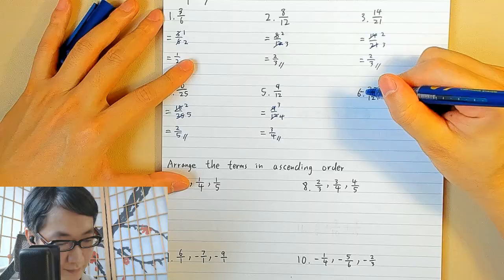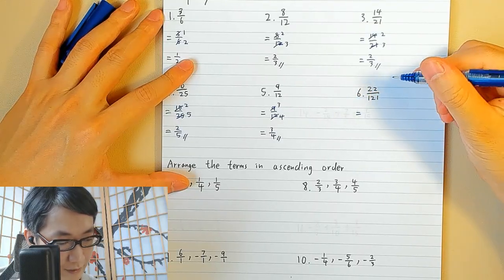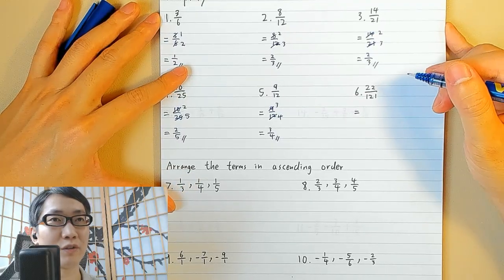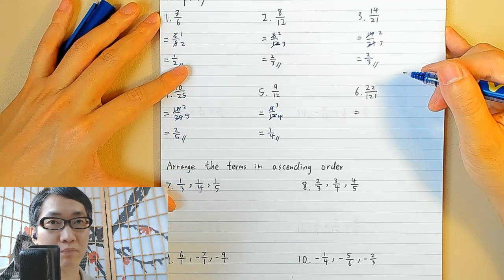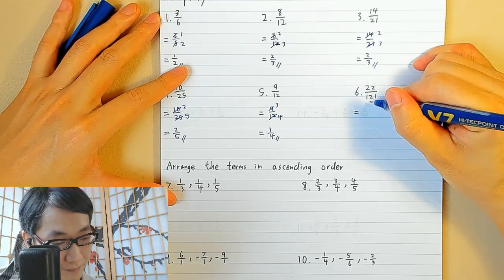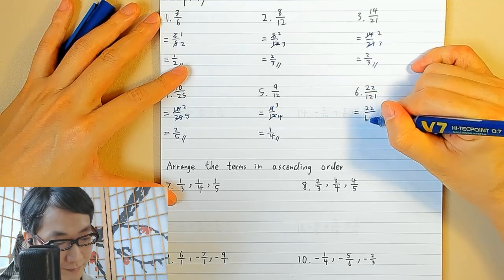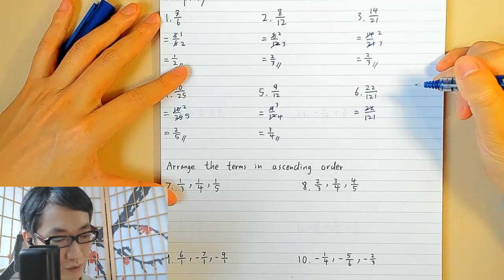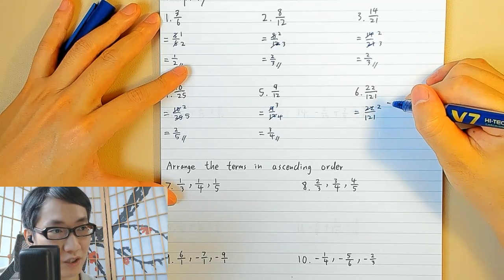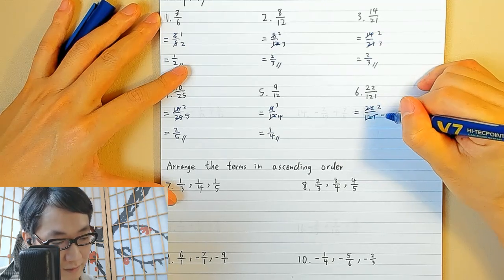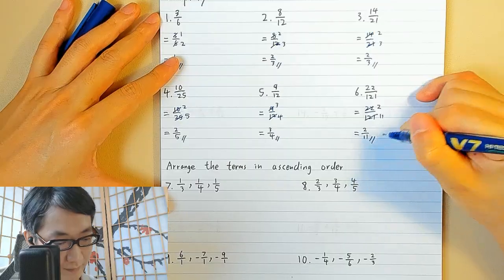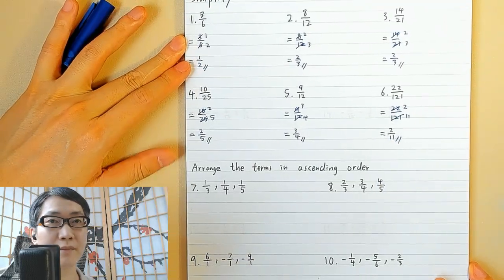Okay. And for this one, both of them are divisible by 11. So if you remember the multiplication table up to 12, then you know this one. So 22 divided by 11 is 2. 121 divided by 11 is 11. So we have 2/11. Okay.